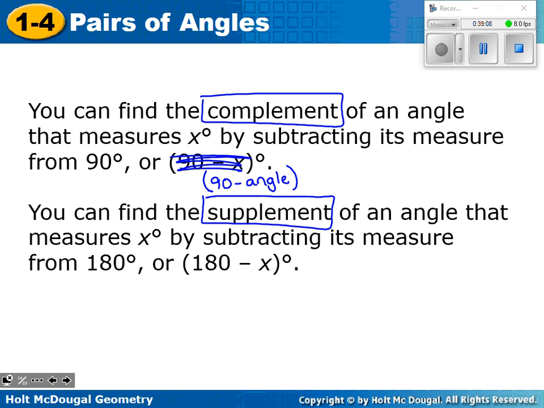Okay, so the difference between complement and complementary is complement is one angle. Complementary is two angles that add to be that value. Okay, same with supplement. I'm going to change this instead of 180 minus x to 180 minus the angle, because again, it just depends on what you're calling your angle. So what is the supplement of 80 degrees? 100. What's the supplement of 50 degrees? 130. Everybody good? Okay, let's go to some problems that are pretty simple.